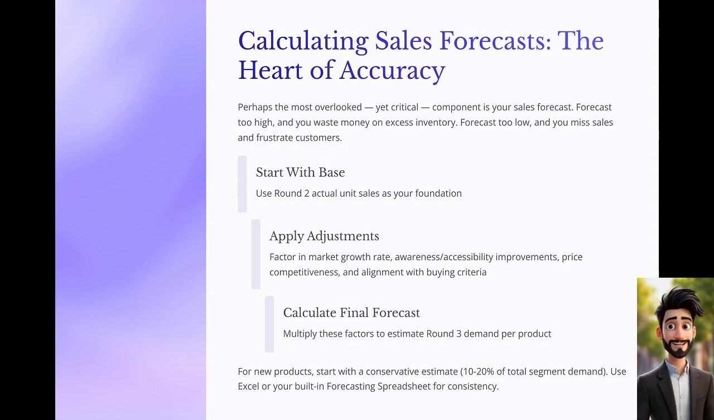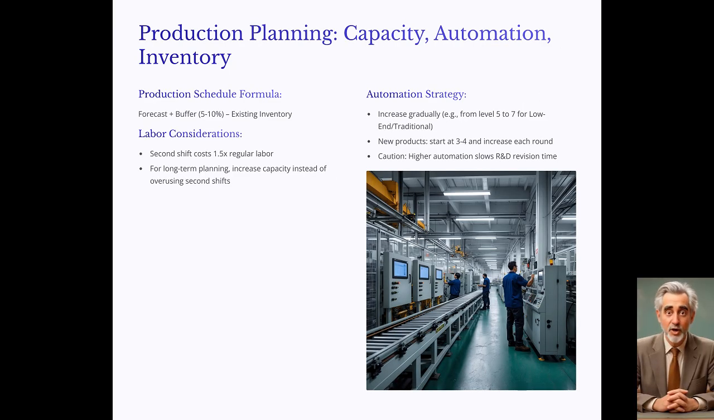Remember, don't just guess. Use Excel or your built-in forecasting spreadsheet to apply formulas. Consistency in forecasting is key to managing your production and finance functions. Part 6. Production planning, capacity, automation, inventory.